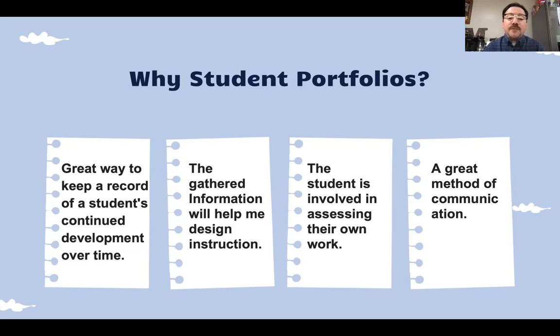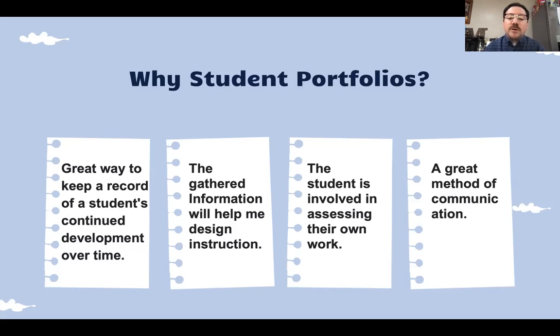Second, the information gathered will help design instruction. I've said this before, one of the ideas and foundations of having portfolios is that I can build a lesson plan around your student's way of learning, around their way of communicating what they have learned. Once I can do that, I feel we could have a very successful student and a very successful year.